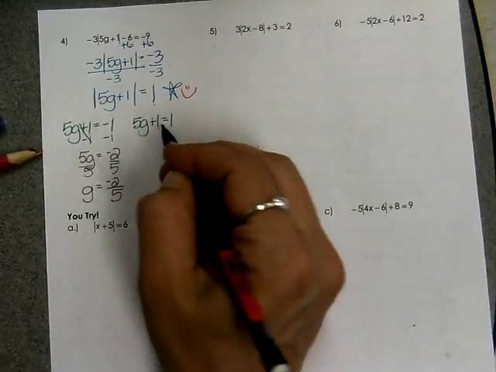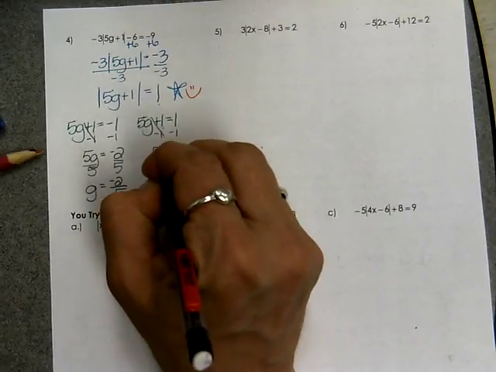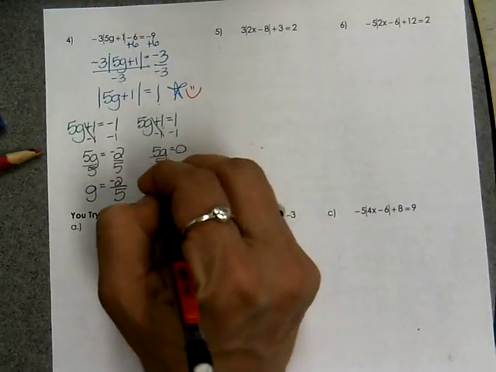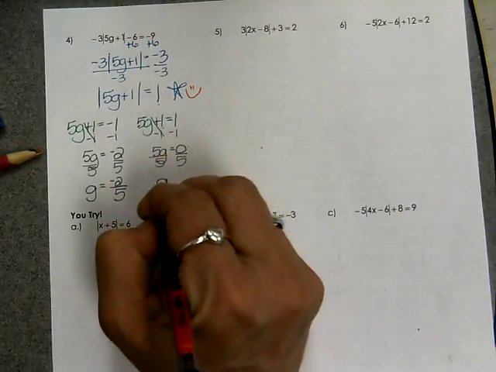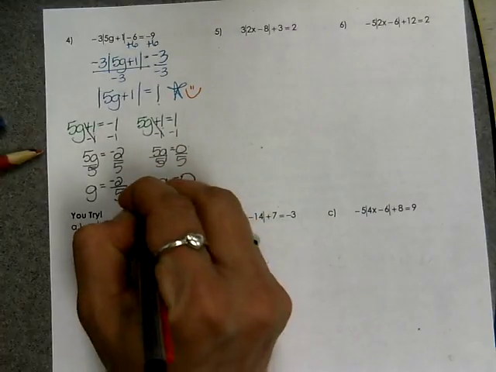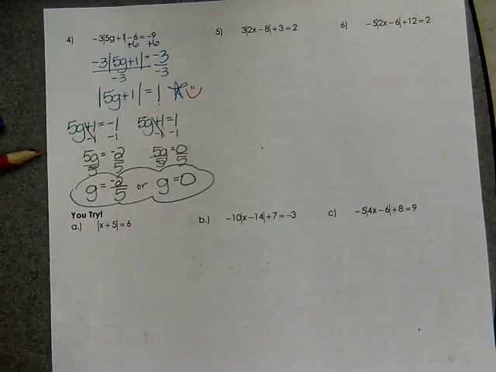Let's solve the other one. We would subtract 1. 5g equals 0. Divide by 5. I get that g equals 0. And so here are my two answers. G is negative 2/5 or G equals 0.